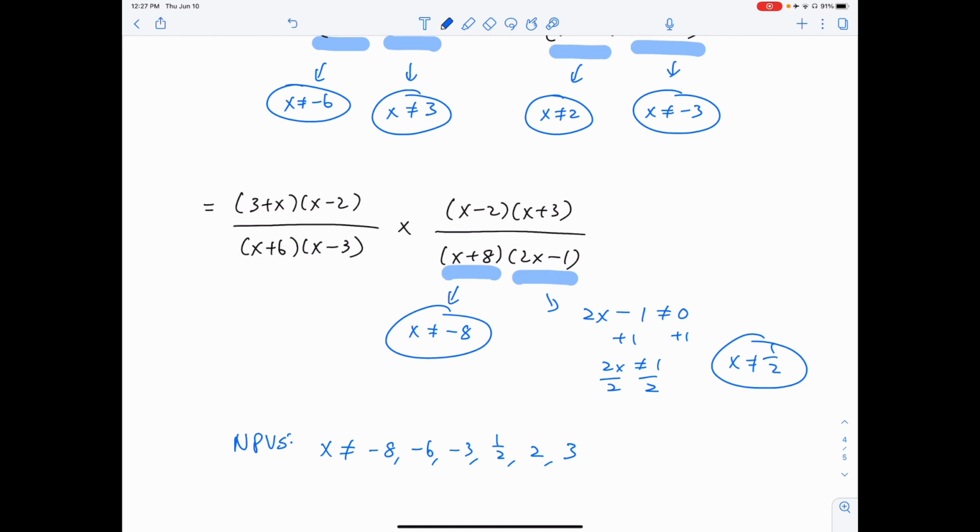I hope this video has helped you figure out how to find the NPVs algebraically and when to determine you might get more NPVs. Do be careful about that division type because there could be additional NPVs that you need to list out as well.